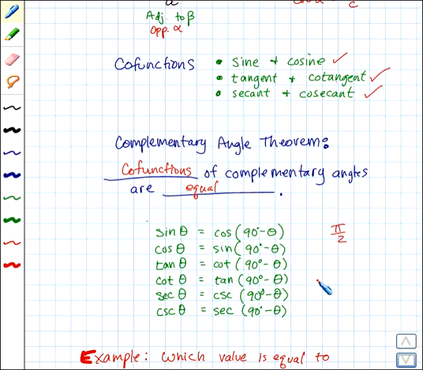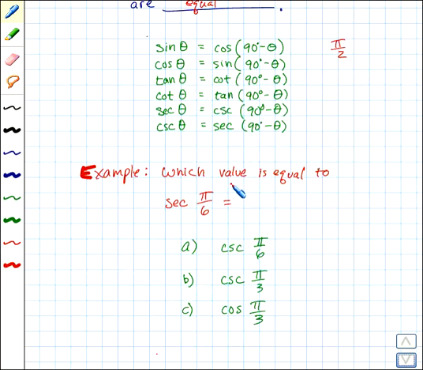So, we can use this now to look at an example. Which value is equal to secant of pi over 6? Is it A, the cosecant of pi over 6, B, the cosecant of pi over 3, or C, the cosine of pi over 3? Go ahead and work this out on your own and select the correct answer choice A, B, or C at the bottom of the screen.